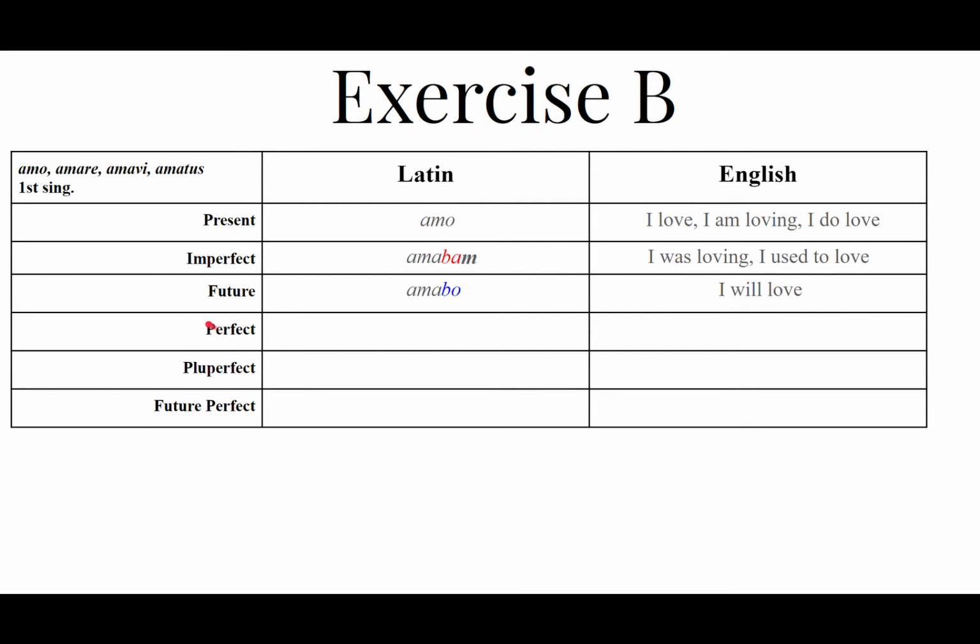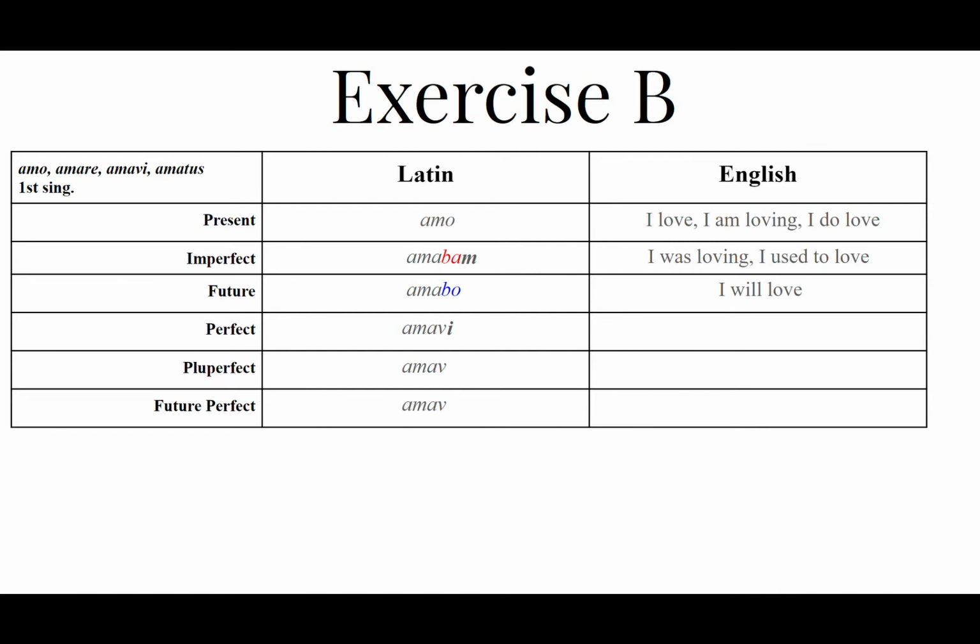Whereas the perfect, pluperfect, and future perfect tenses come from the third principal part, chop off the I, perfect stem amav. They show actions which are perfect, completed, done in the present, the past, and then the future. So amavi, the perfect tense personal endings are I, isti, it, imus, istis, erunt.